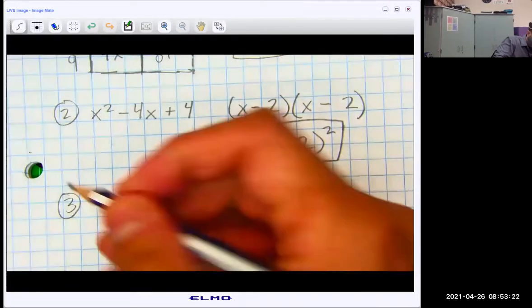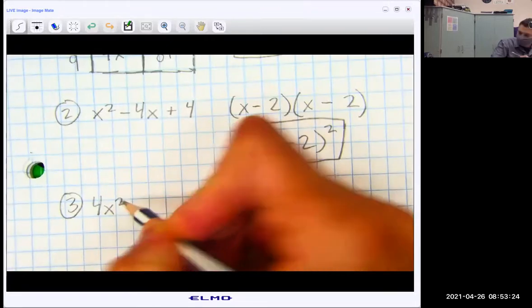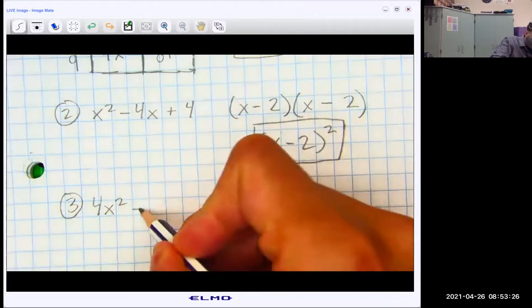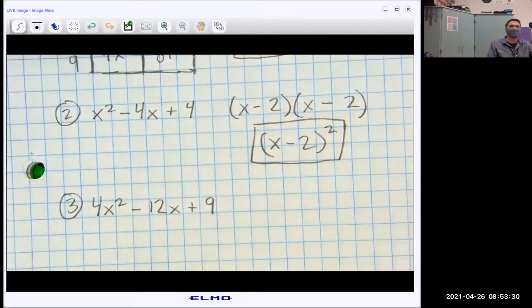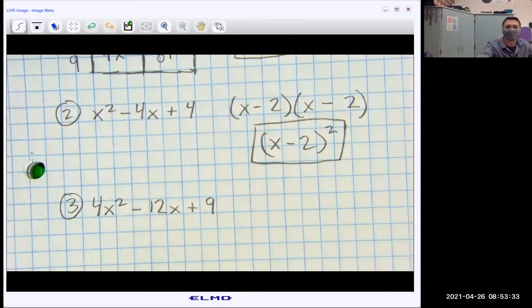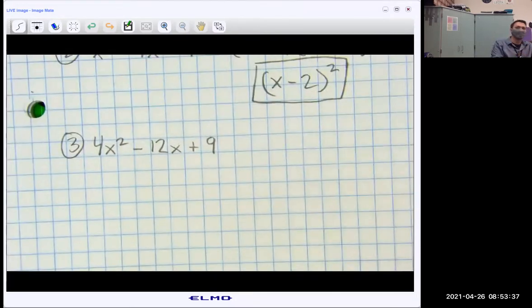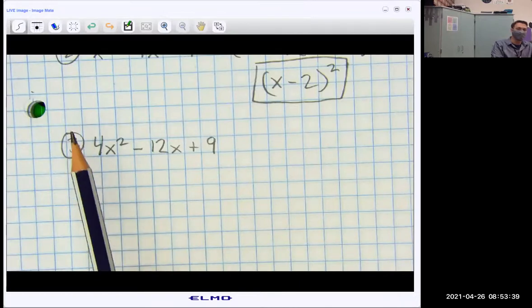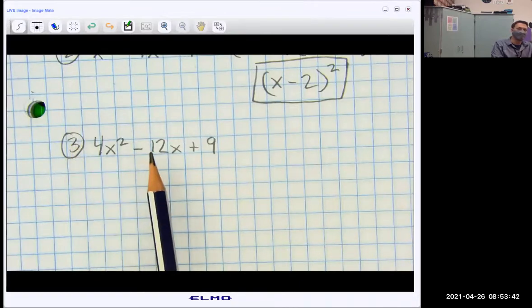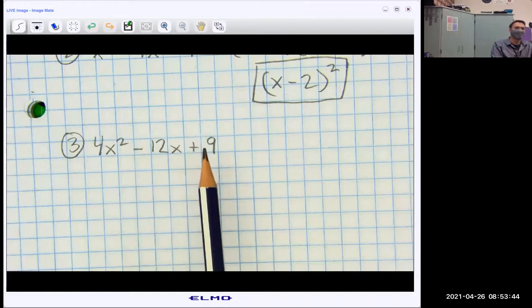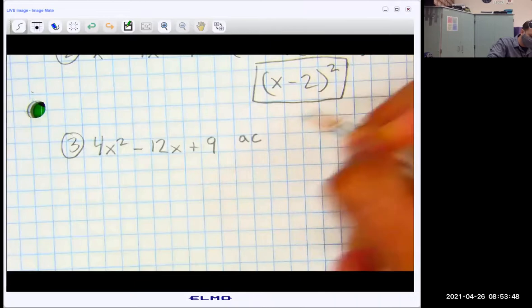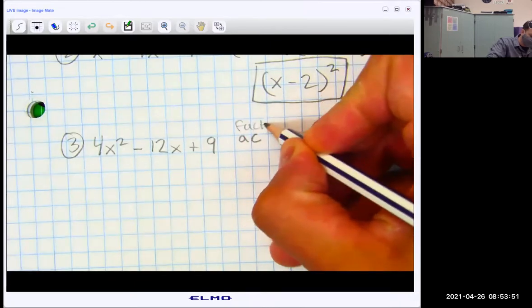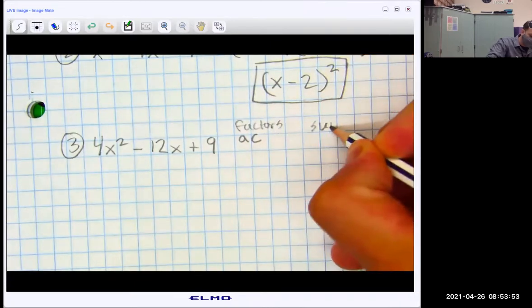Let's take 4x squared minus 12x plus 9. Ooh, we have an a term out there now. Our a is 4, our b is -12, our c is 9. So that tells us we're going to switch and we're going to do that whole a times c thing, right? So look for the factors of a times c that add to b.